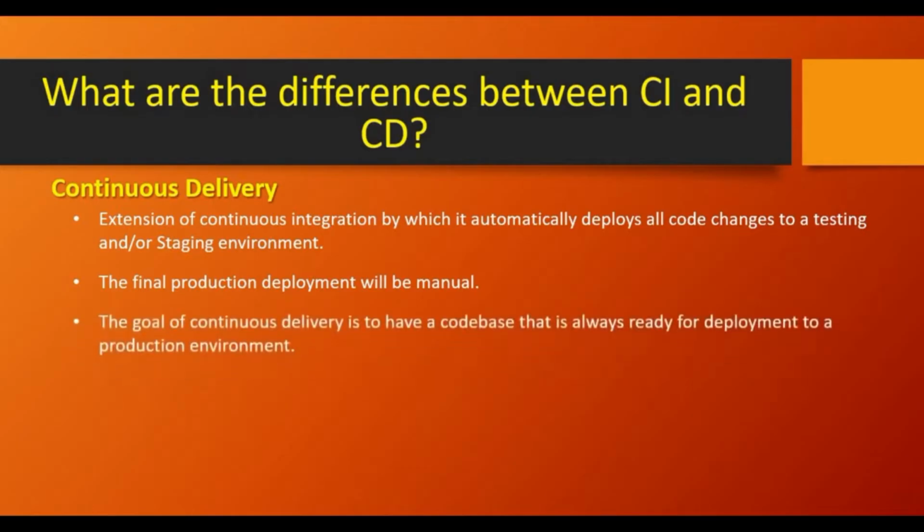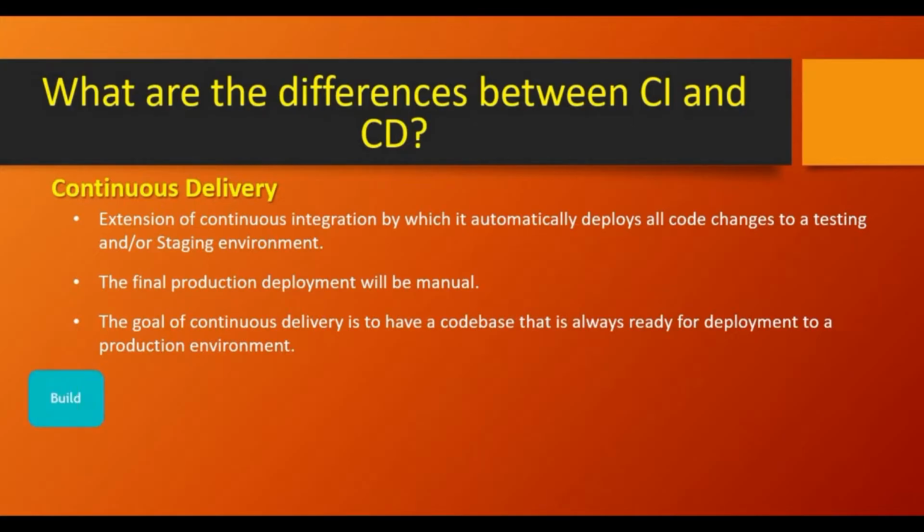Now the goal of continuous delivery is to have a code base that is always ready for deployment to a production environment. What that means is, once you have a continuous delivery process in place, whenever there is a change or some developer makes a code merge or check-in, it will do all these tests, the automatic process tests, the build, all these things, and at the end you will have code completely ready to be deployed in production.